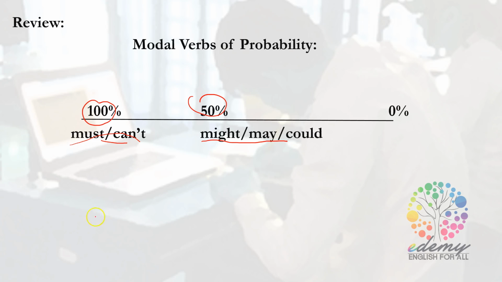And the form of modal verbs of probability in the present is that you use a modal verb plus verb, or be. This is the use of modal verbs of probability in general. So, okay, now this is all about the review.